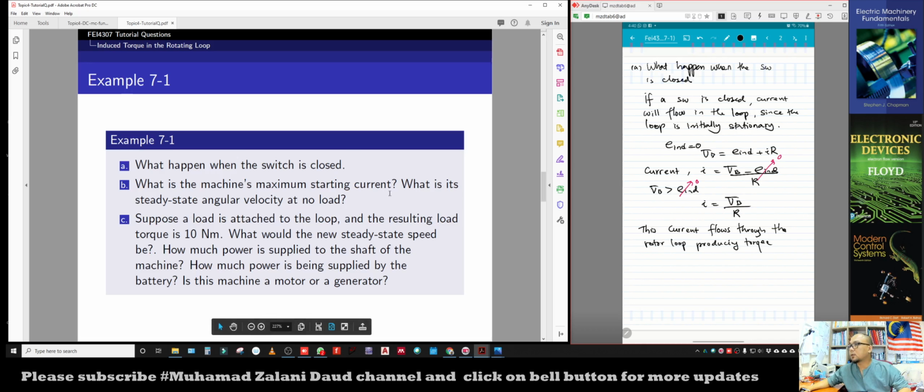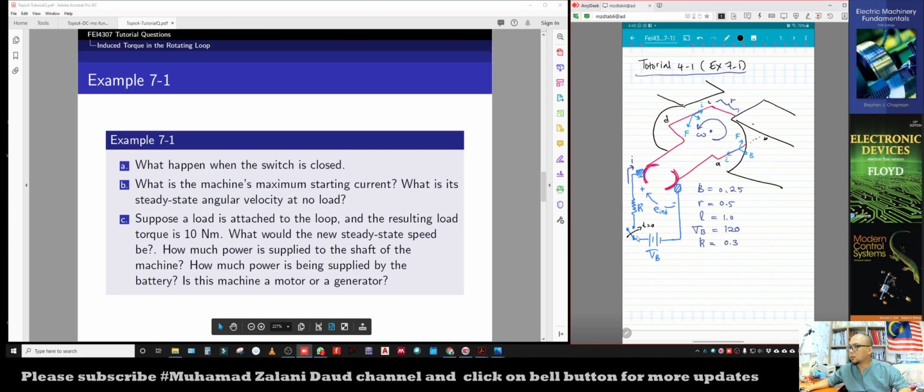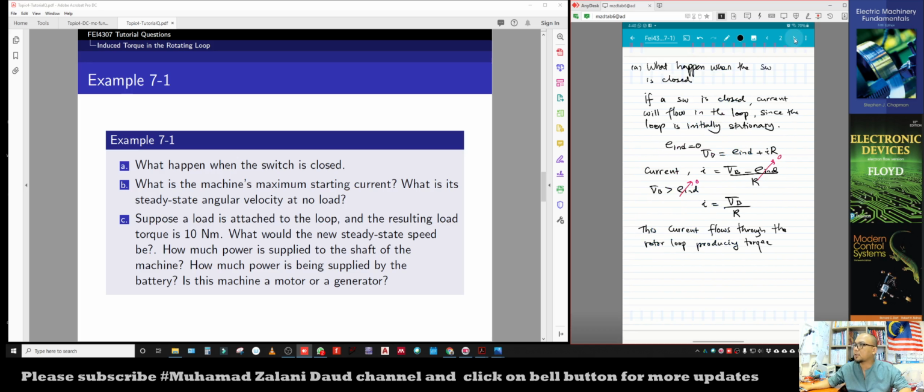Okay, so when we switch on, current will be flowing. That current is V_B divided by R. That current will be flowing through this wire loop, and this wire loop is inside the magnetic field. So what happens is it will induce a torque, and then the wire loop, or rotor, will start to rotate. Okay, we can describe it like that.